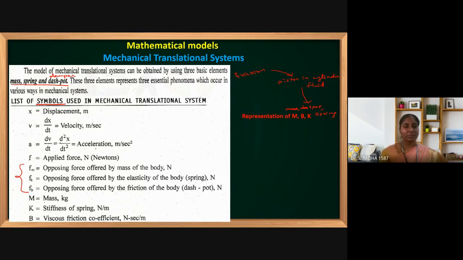Now mass is represented by M, dashpot by B. Dashpot, or damper, or viscous frictional coefficient, is also another name. Different textbooks will use different notation and different wordings. However, the representation is usually common. And then stiffness of spring.